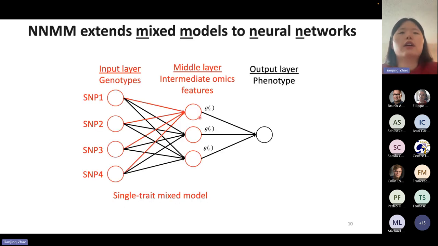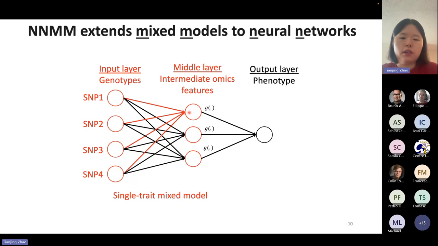And now here is just a simple demonstration on how we estimate all the unknowns in our model. So now we have genotype data, we have omics data, we have phenotype data. So those errors between them are the unknowns of our model. So we will use a single tree mixed model to estimate unknowns between the input layer and middle layer. For example, this red part, you can see this red part is actually a single tree mixed model.